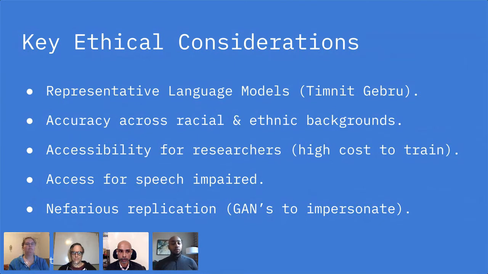The other thing that we mentioned here was accessibility for researchers: high cost to train, high cost to test, high cost to really identify the biases that these models have. And then access for the speech impaired.